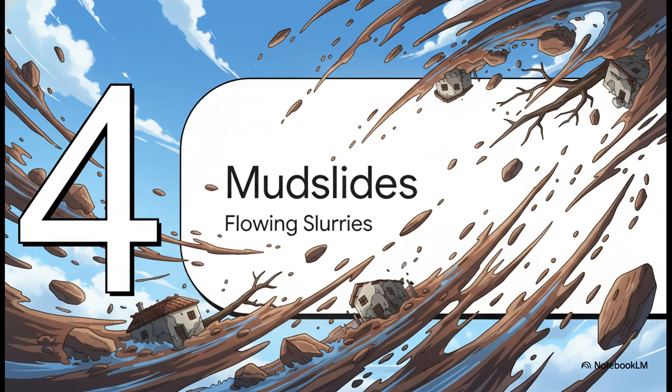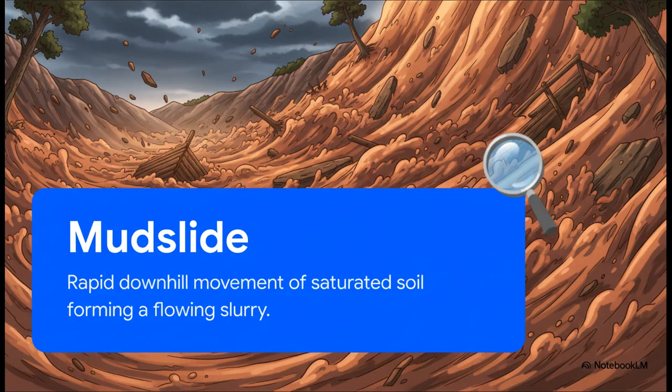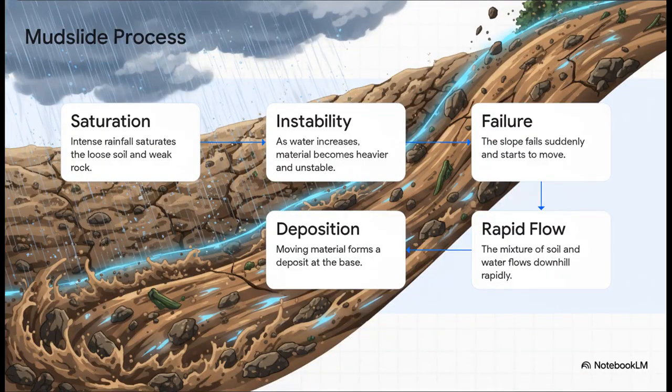Section 4, mudslides, which are characterized by flowing slurries. By definition, a mudslide is the rapid downhill movement of saturated soil and weak rock in the form of a flowing slurry. I want you to really think about that visual phrase, flowing slurry. Unlike those solid slabs in a landslide or the dry, bouncy fragments of a rockfall, a mudslide behaves much more like a thick, heavy, and frankly, incredibly dangerous liquid. Let's break down this final formation.